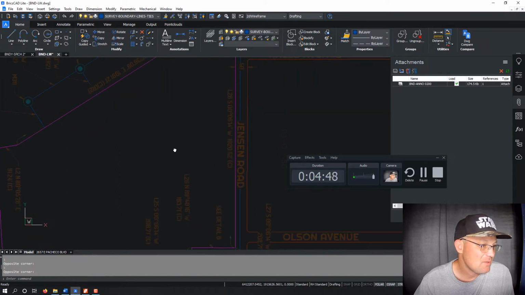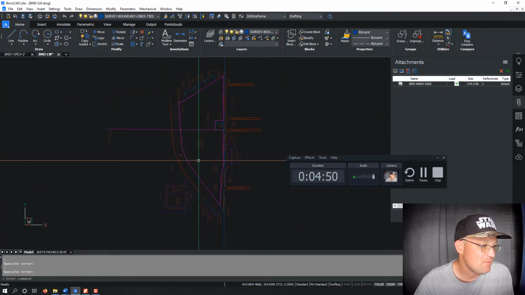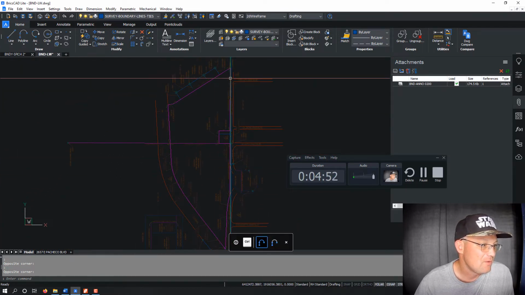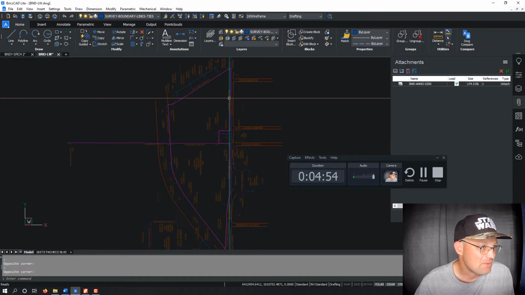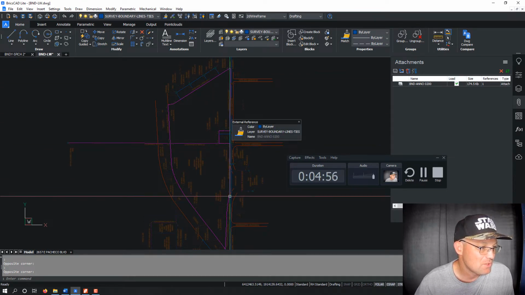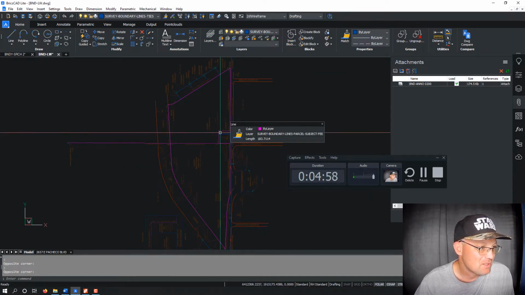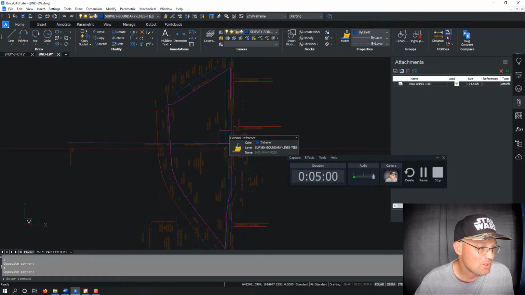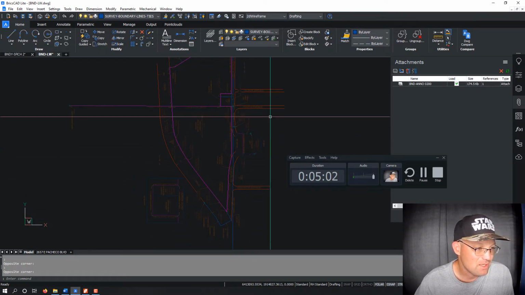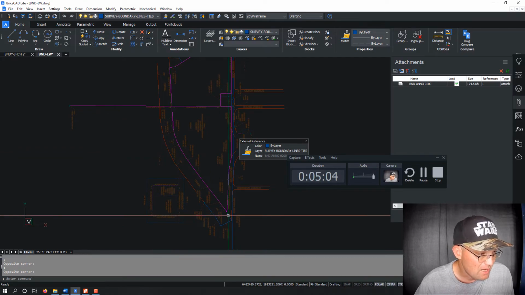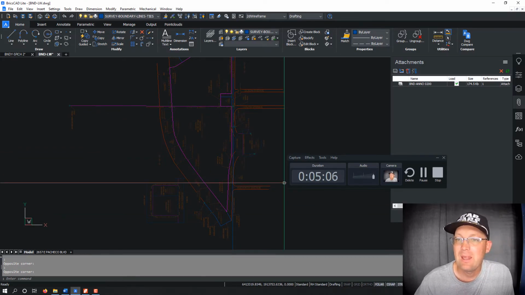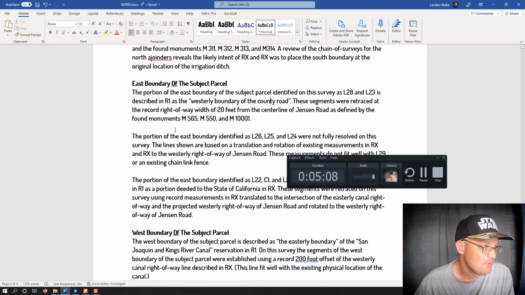Okay, then the next thing we have is the east boundary, which is a little tricky. If you remember from the adjoiner notes, we actually have kind of 3 different pieces. So we've got this piece that runs along the right-of-way of Jensen Road. Then we've got this piece that goes around these 2 carve-out parcels here, and then we've got the piece that runs along the highway 33. And so I just go ahead and break my note for my east boundary into 3 pieces.